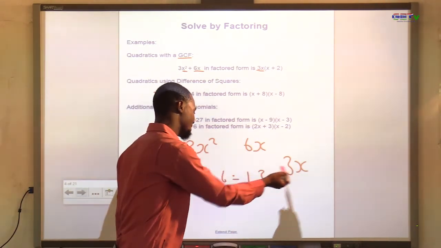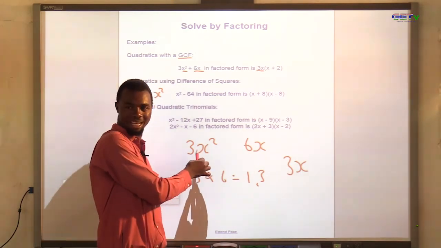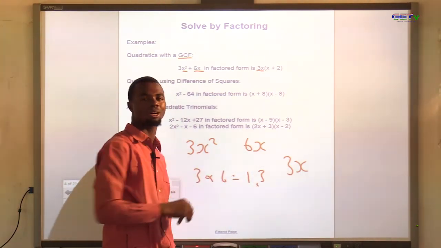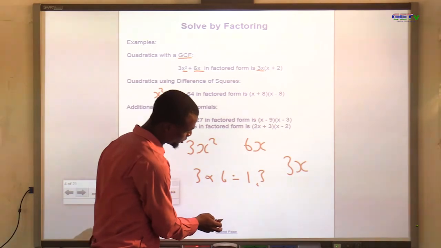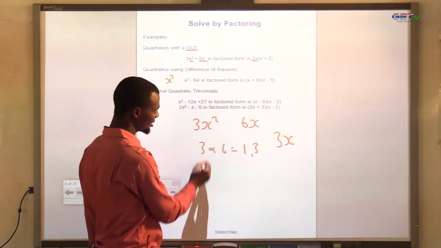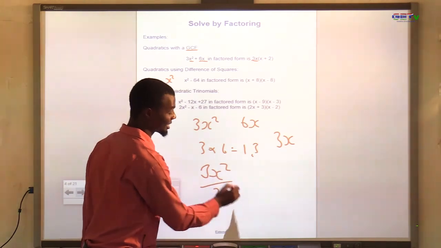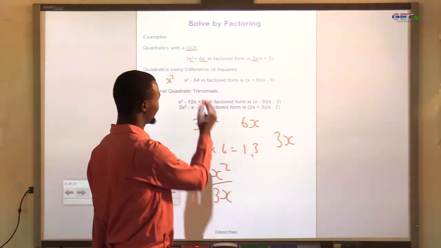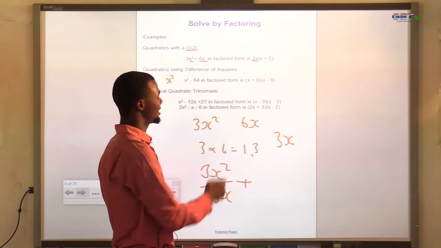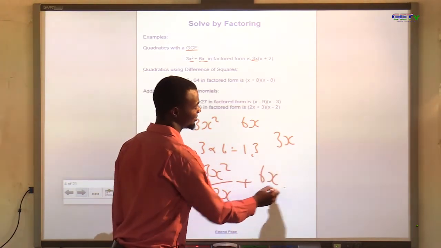Now, how do we get the remaining form? We will use 3x to divide this one, and we divide this other one with 3x. Now if you go, you will have 3x squared divided by 3x, and the sign in between is plus. Then the next one is 6x divided by 3x.